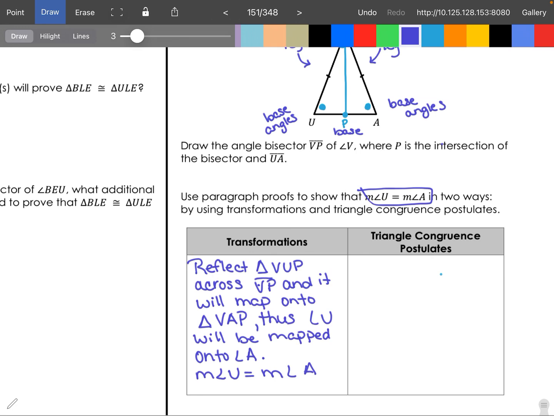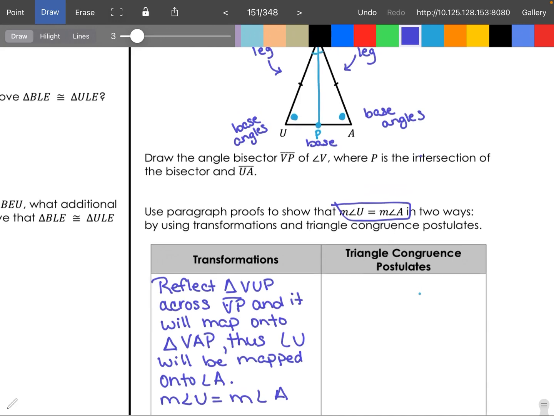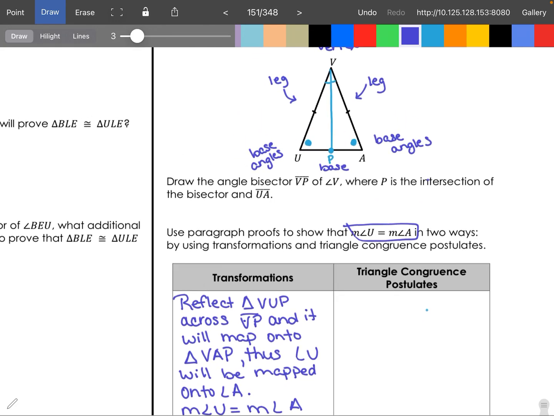For the next part where we're thinking of our statements and our reasons, our traditional two-column proof, we are trying to prove that the measure of angle U is congruent to the measure of angle A. Notice that when we had the angle bisector VP, it created two smaller triangles. So if we can prove that those two triangles are congruent, then we know that the corresponding angles are also going to be congruent. So hopefully you've had a chance to finish that up, and let's take a look.